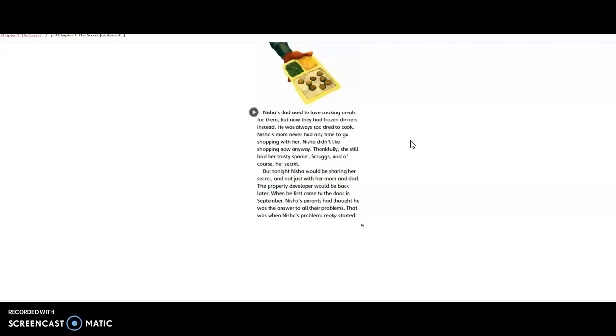But tonight, Nisha would be sharing her secret, and not just with her mom and dad. The property developer would be back later. When he first came to the door in September, Nisha's parents had thought he was the answer to all their problems. That was when Nisha's problems really started.